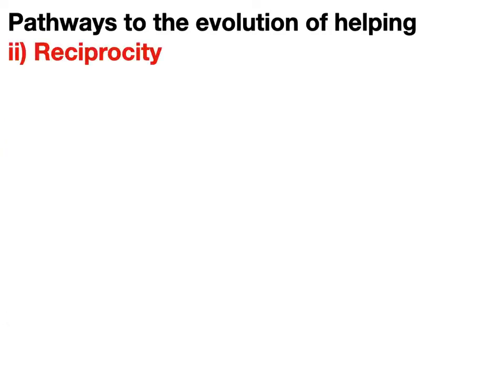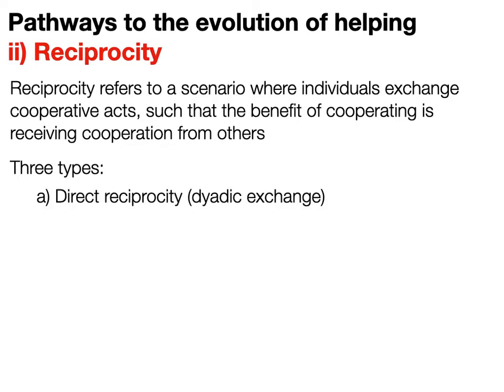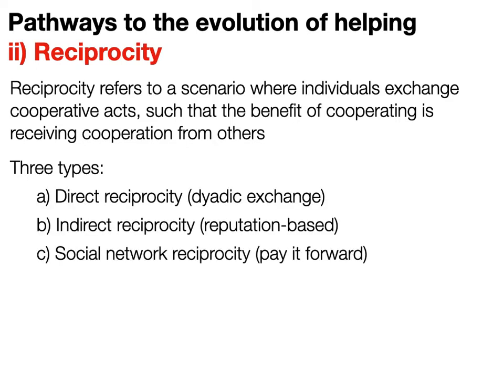Okay, so that brings us to the second pathway to the evolution of helping, and that is reciprocity. Reciprocity refers to a scenario where individuals exchange cooperative acts, such that the benefit of providing help is that you receive help back from others. And so this should be familiar to everybody, really. But there's actually three types. Within this pathway, there's three subtypes of reciprocity. We have direct reciprocity, indirect reciprocity, and social network reciprocity. And they each have their own kind of labels there. And so in the next few slides, we'll define each of these three types of reciprocity.